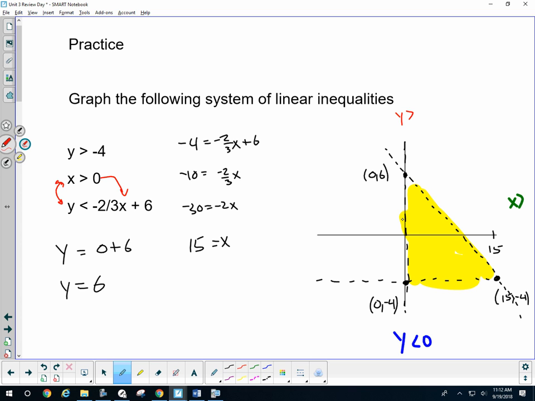That means the points in here, I don't know, pick a point, 1, 0, would satisfy every single one of these inequalities. And this is what we're talking about with the system of inequalities.